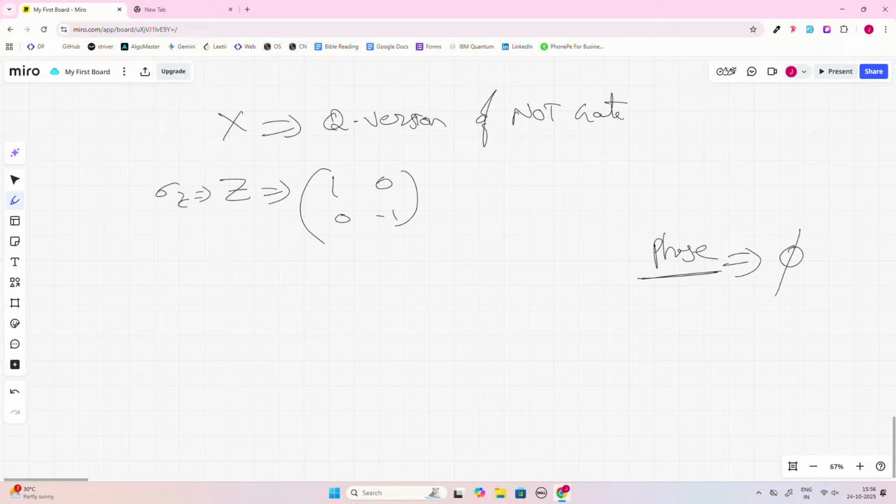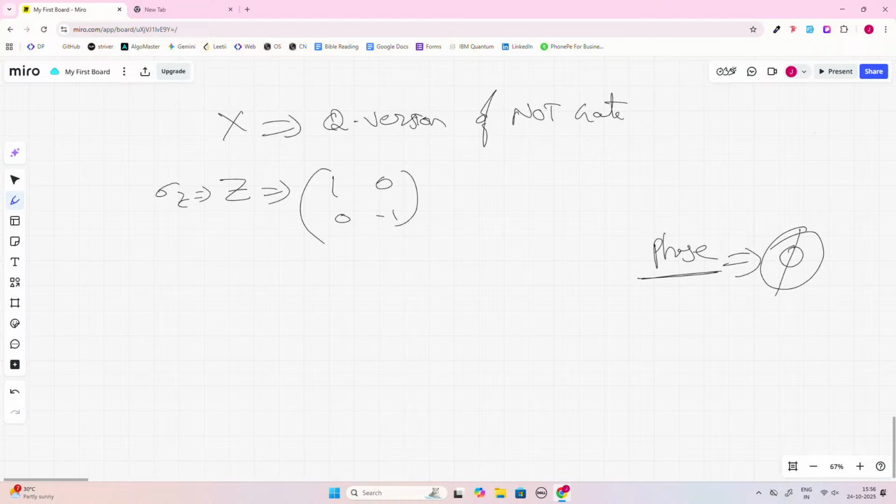Simply consider it like that. Phase means the phi value, the phi value which I talked about when I was dealing with the Bloch sphere. I talked about the phi value, right? This rotation on the XY plane. So that is known as my phase. Phase value.